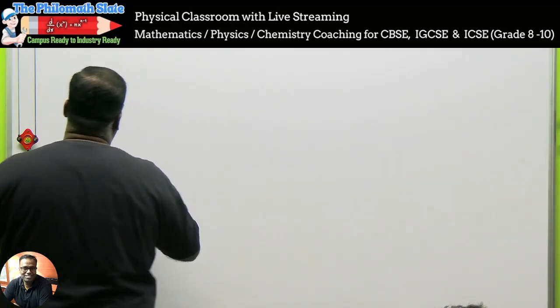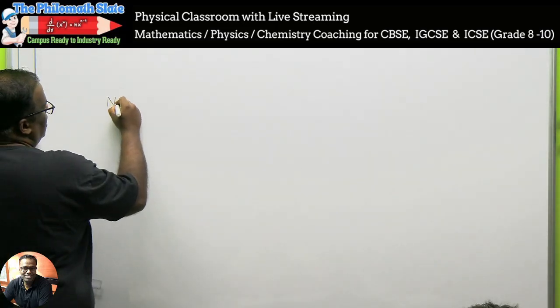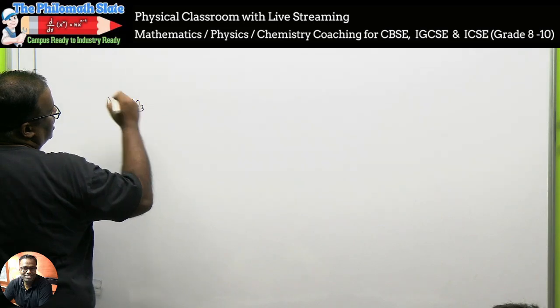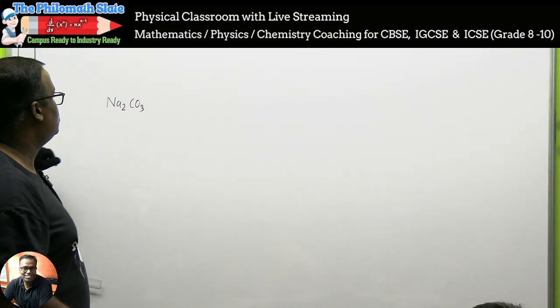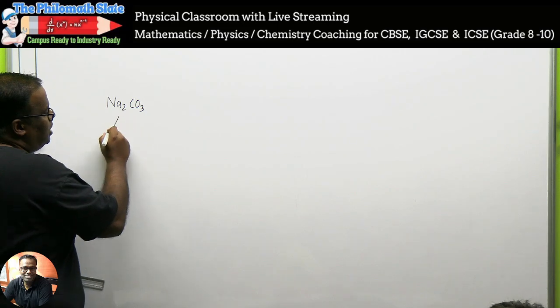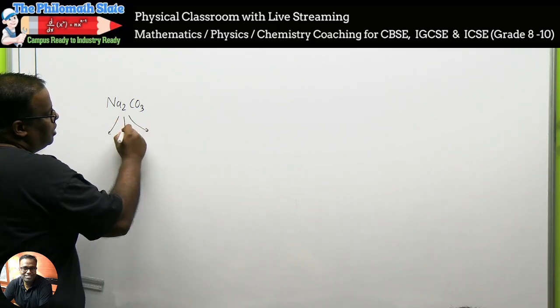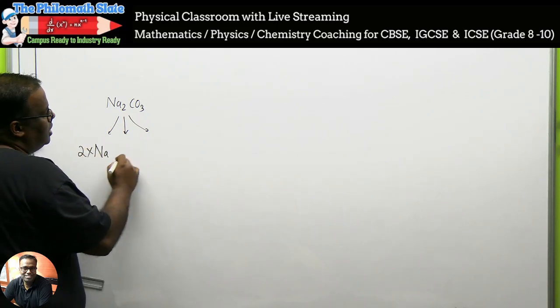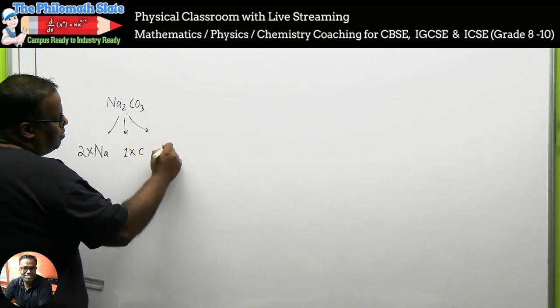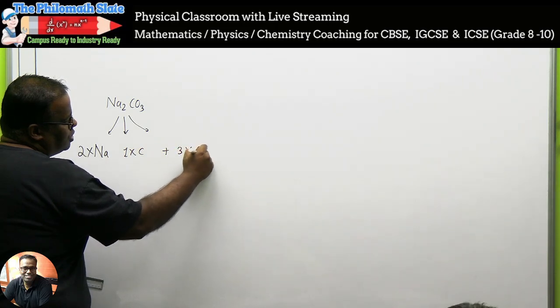Like the compounds you just studied. What compound did you study? You studied Na2CO3, right? So in Na2CO3, what are the constituents? You have 2 atoms of sodium, 1 atom of carbon, and 3 atoms of oxygen.